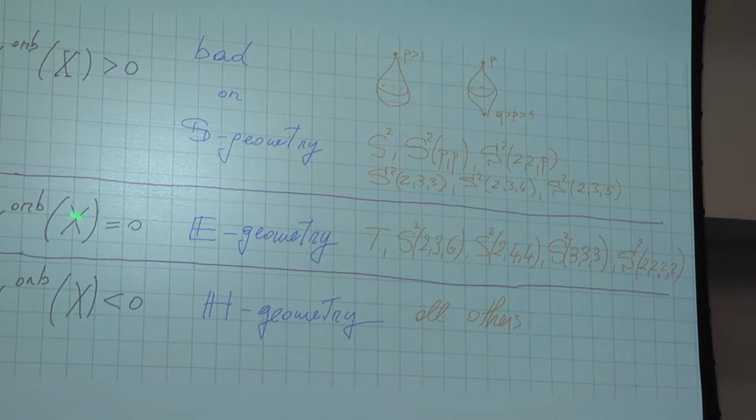And in zero Euler characteristic, you have the Euclidean orbifolds, which are the torus, and the sphere with three cone points of orders 2, 3, 6, or 2, 4, 4, or 3, 3, 3, or the sphere with four cone points of orders 2, 2, 2, 2. And all other orbifolds in negative Euler characteristic have a hyperbolic structure.